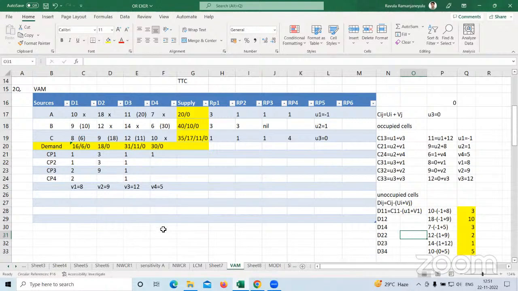Sir, in this case, why have we taken U3 equal to 0? Anything can be assumed. You can assume U2 or U1 as 0. One value we need to assume as zero to find out all the other values. Why did I take U3 as 0? Because the maximum occupied cells are in the third row only. So the third row is assumed to be 0 so that you can get all the other values easily.